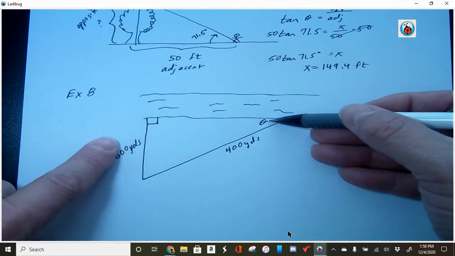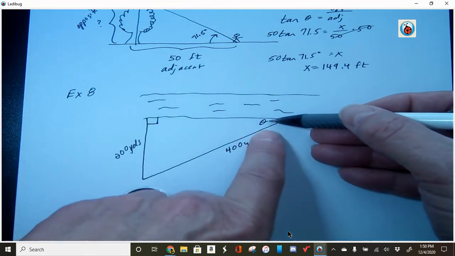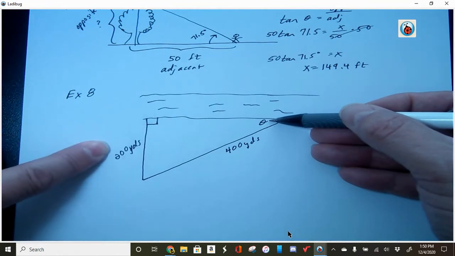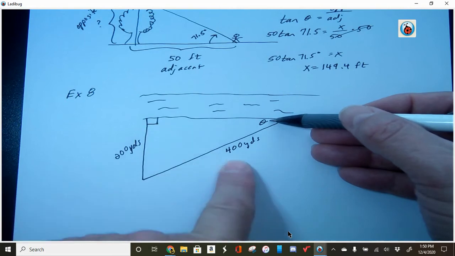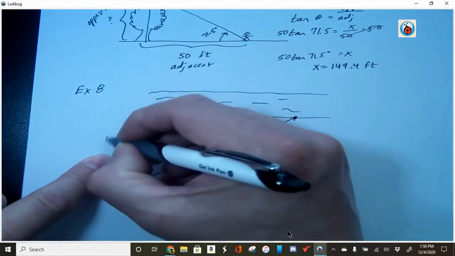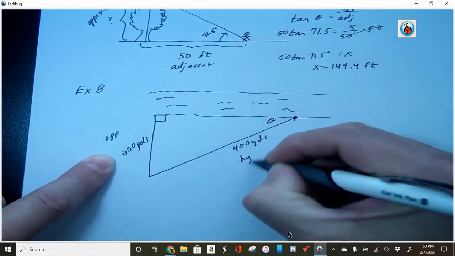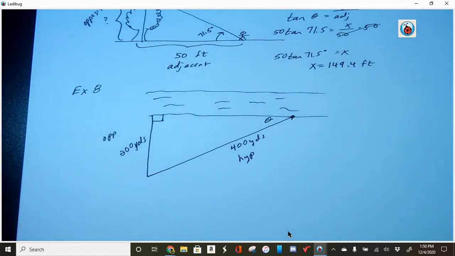How does this side and this side relate to that angle? Well, this side is opposite, and this side has to be the hypotenuse. This is opposite the right angle. So opposite and hypotenuse, and which one of your three trig functions deals with opposite and hypotenuse? And remember, we're only talking about sine, cosine, and tangent.